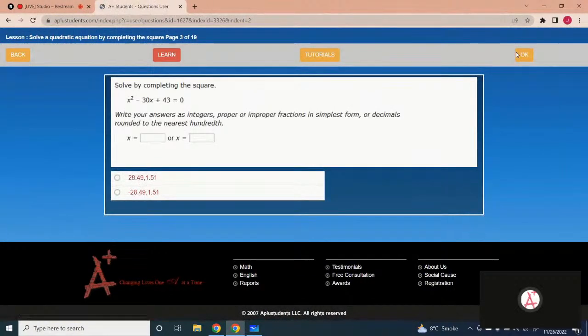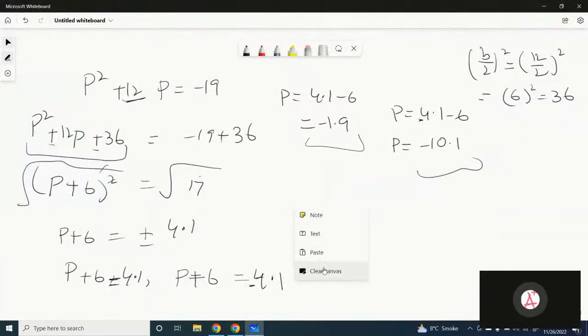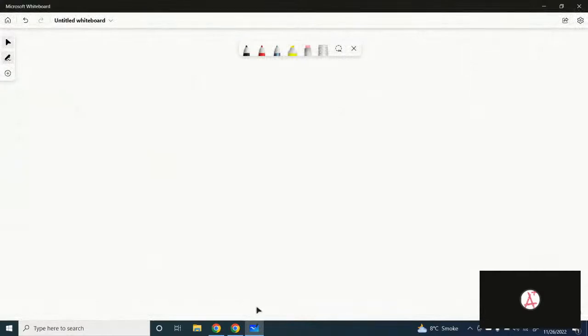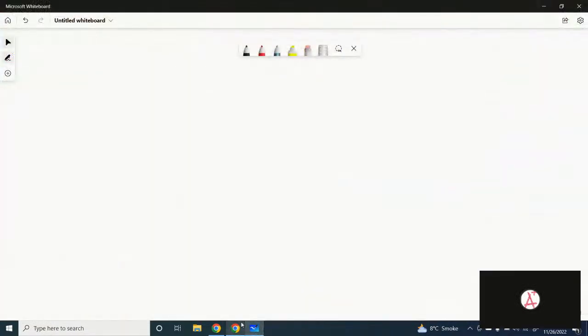Okay, let's do another one. It would be x square minus 30x plus 43 equals 0. Move that 43 to the other side. It would be x square minus 30x equals negative 43.